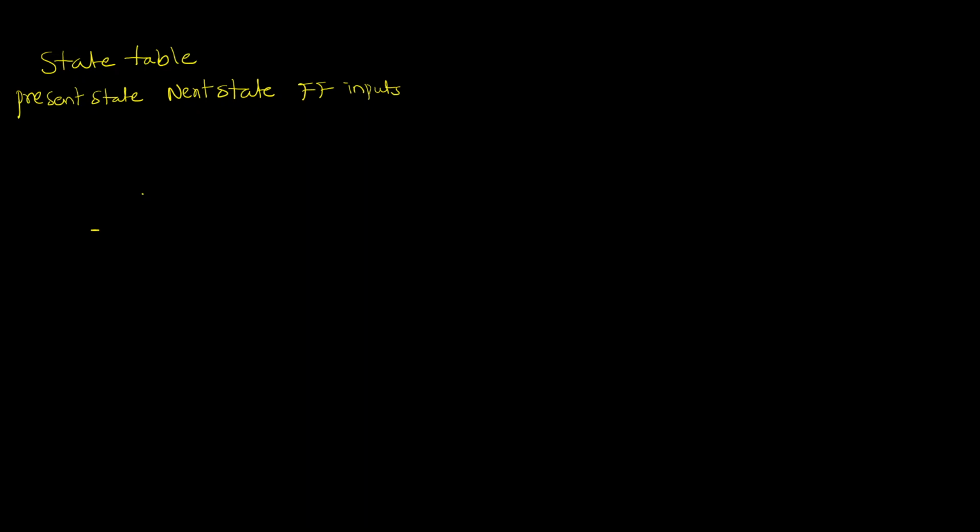The present state is with respect to QA, QB, QC. The next state is QA plus 1, QB plus 1, QC plus 1. These are the flip-flops. Now for the flip-flop inputs, for every flip-flop there will be two inputs: JC, KC, JB, KB, JA, KA. Now let us complete the table first. Then you will have an excitation table for your reference, as we have seen in the last lecture.